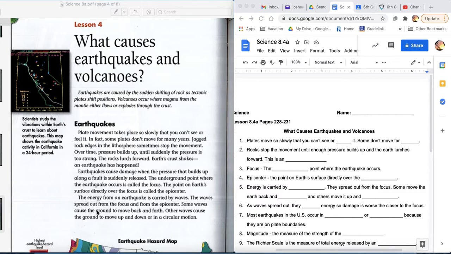Some waves cause the ground to move back and forth. Number 5 in your notes, second blank, and some cause the ground to move up and down or in a circular motion. So we would say it's an up and down as it goes through that. So think of a wave going up and down and think of a wave shaking it side to side.